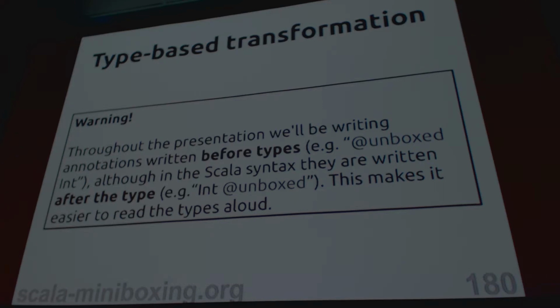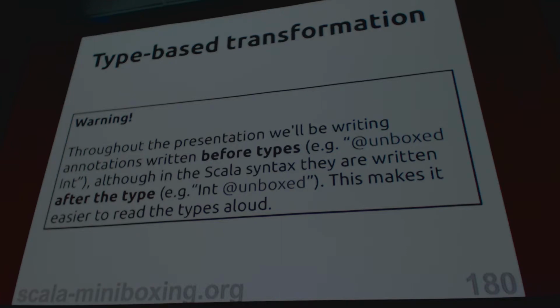Before we see this in practice, I have to warn you. In all the descriptions I write, and even in this presentation, I always write the annotations before the type. This is not according to Scala syntax. In the Scala syntax, you would write int unboxed. So you would first put the int and then the unboxed. I find it much more natural to say unboxed int, because I can just read it, it's an unboxed int. Great. Why bother to say int unboxed?